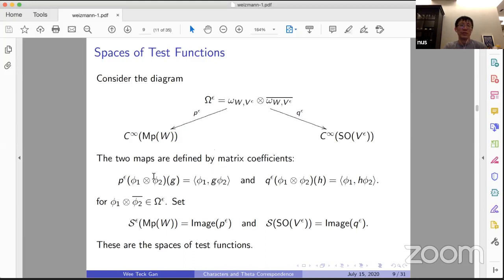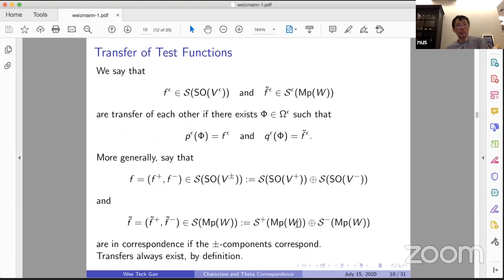So for example, if you give me a pure tensor in this tensor product, phi1 tensor phi2, I just take it to a function on MPW. Its value on g is just essentially this matrix coefficient. Likewise for the other side. I'm going to define my space of test functions to be the image of these maps. This is a very simple definition. Not that you know what these spaces are at the moment, but at least they are defined.